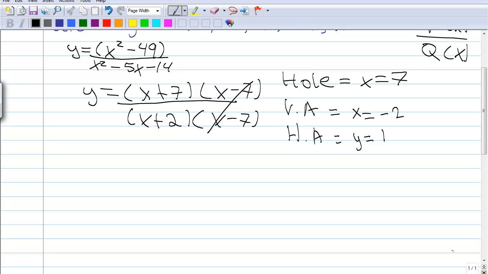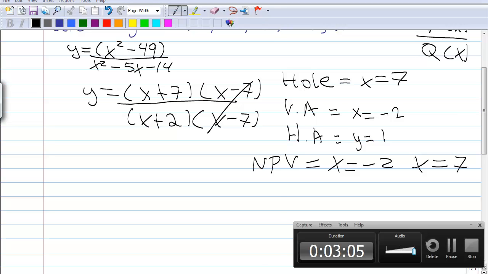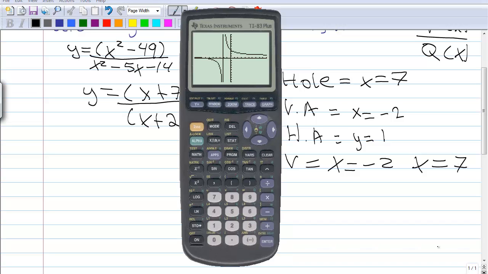Looking back on our equation, we can now solve for the non-permissible values. We have non-permissible values at x equals negative 2 and x equals 7. As you can see, there is a zero and vertical asymptote at x equals negative 2, just like we solved right here on the graph.